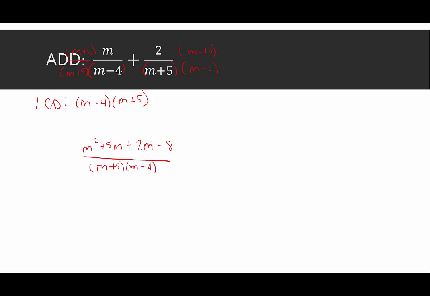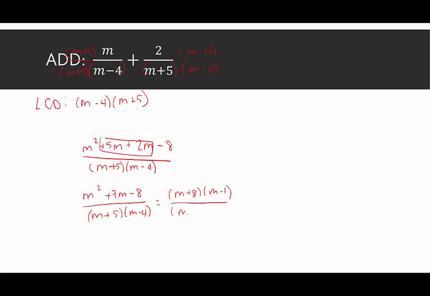Now we're going to clean up the numerator, so we have like terms right here. This would be m squared plus 7m minus 8 over m plus 5 times m minus 4. Lastly, we want to see if the numerator can be factored, and it can be. It could be m plus 8 times m minus 1 over m plus 5 times m minus 4. But then we see that the two factors of the numerator don't have any common factors with the denominator, so this would be our final sum.